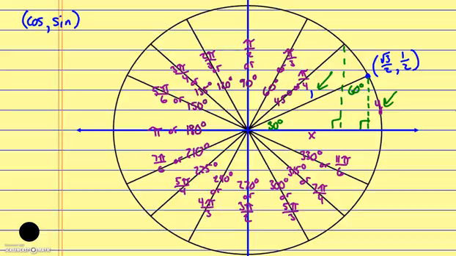And just keep in mind that as you go in this direction, you're just going to make your x values negative. Down here, your x values and y values will both be negative based on where you are in the Cartesian coordinate system. And down here, your y values will be negative, but your x values will be positive. Okay? So go ahead and fill those in on your unit circle.